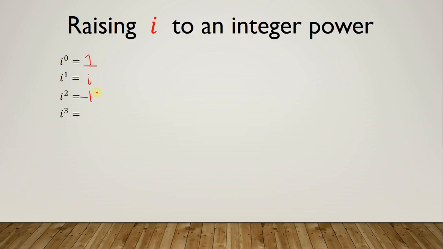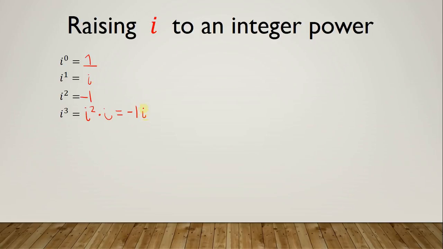Now, what about i cubed? Now, i cubed is an i squared times an i, right? 2 i's times an i. Well, i squared, we know that's negative 1. And we know i to the first is just i.